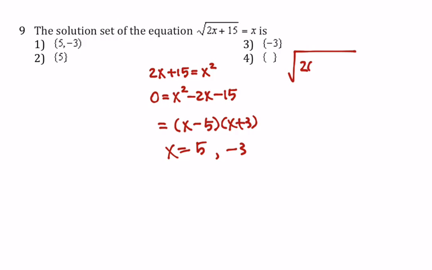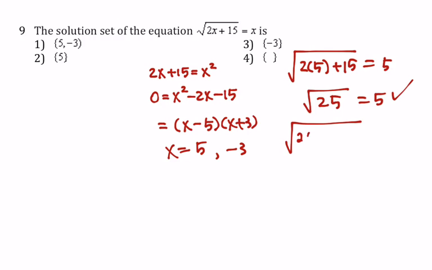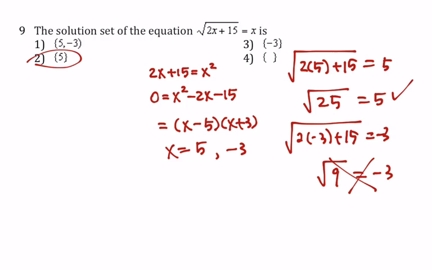Now check. So when you plug in 5, okay. Oh, wait a minute, square root of 25 is equal to 5, so 5 works. How about negative 3? And you can see that negative 3 wouldn't work because square root of 9 is not equal to negative 3. So therefore choice 2 becomes the answer in this case.